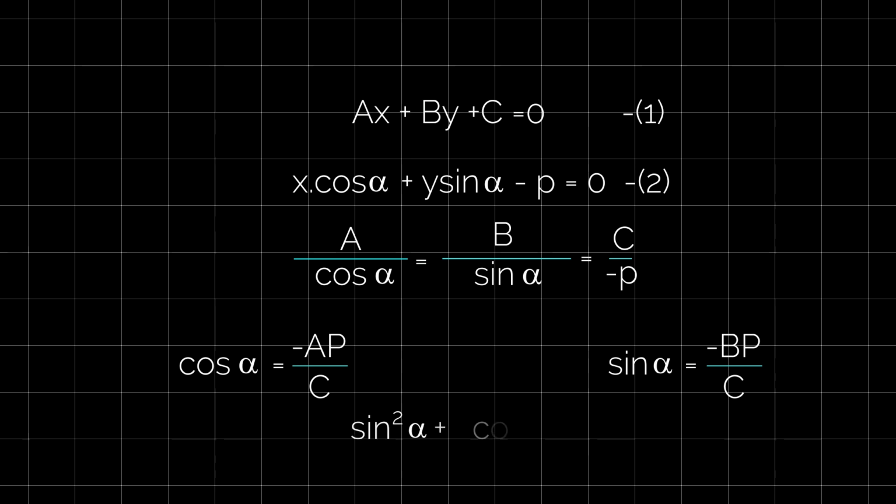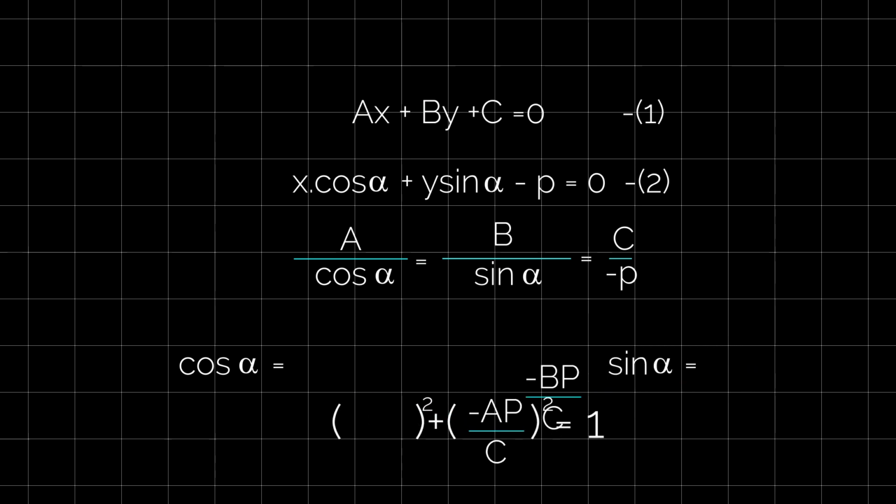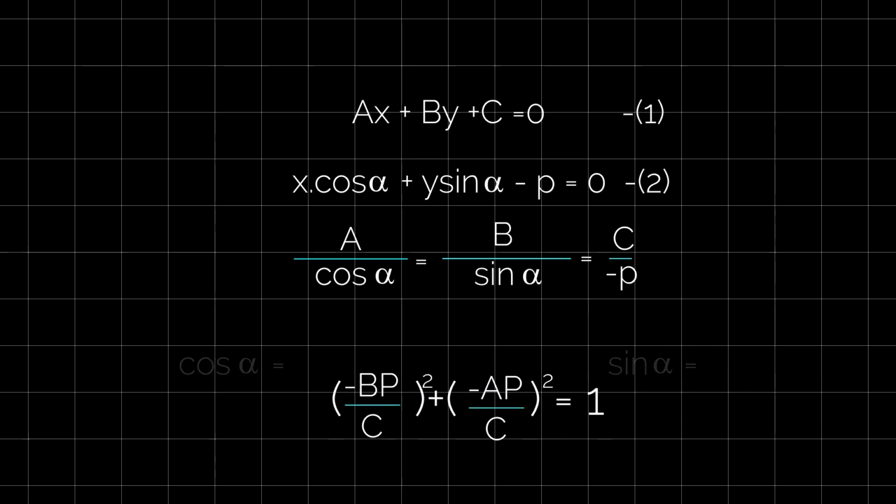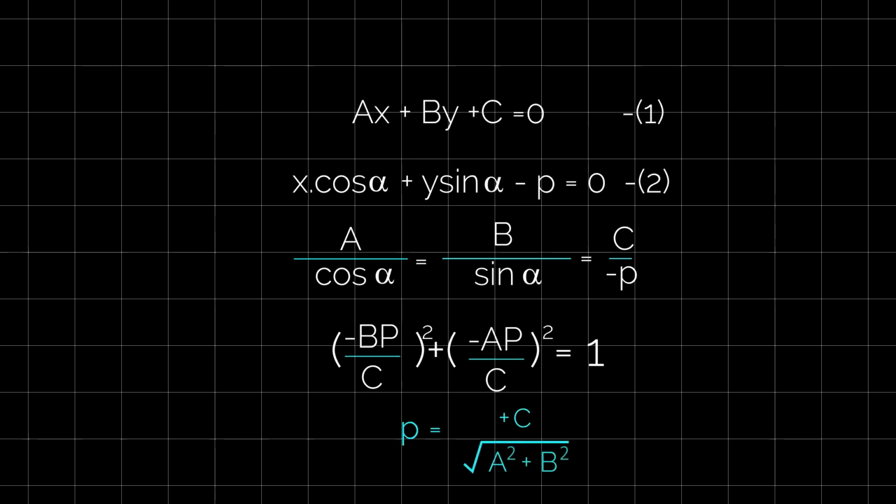We know that sin squared alpha plus cos squared alpha equals 1. So (ap by c) whole squared plus (bp by c) whole squared equals 1. So p equals plus or minus c by square root of a squared plus b squared. Putting the values of cos alpha and sin alpha in the second equation, we get the required normal form of the given equation.